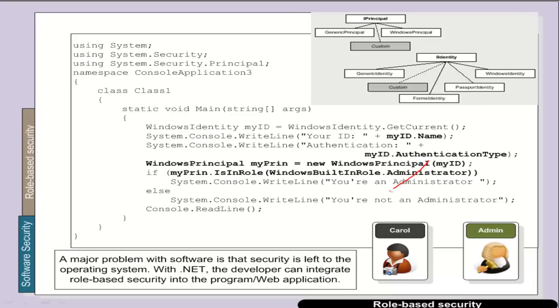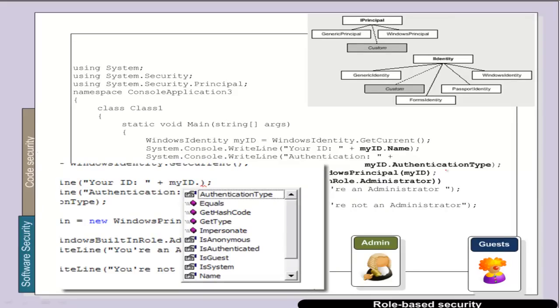So in this case we can actually find out what the role is of the person who's using the software, and then we can check against certain inbuilt roles, in this case such as the administrator. Okay, so there's lots of other things that we can get. We can check if the user or process is anonymous, have they been authenticated, are they guests, are they system users, and so on.